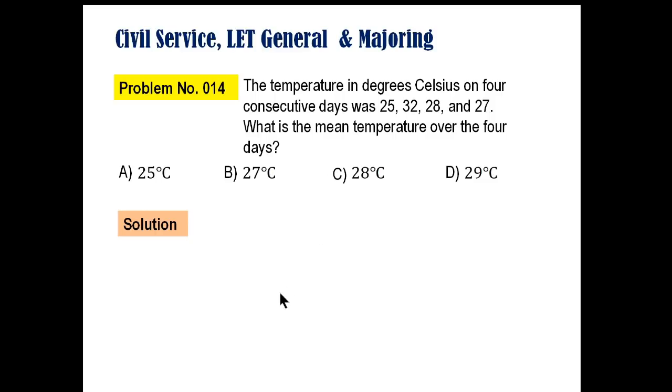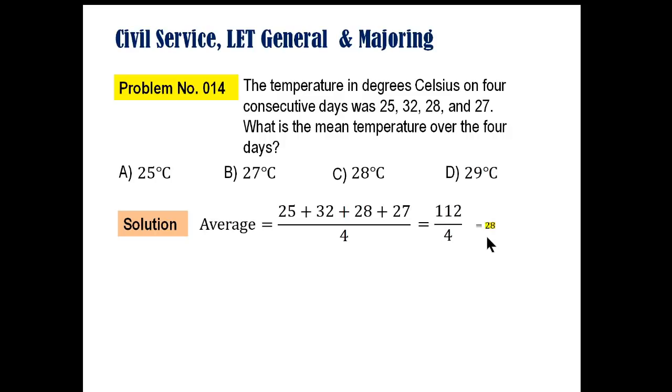Now this is average. This is the formula. We get the sum of the 4 temperatures and divide that by 4, since we're looking for the average. So 25 plus 32 plus 28 plus 27 over 4. The sum is equal to 112 over 4. This is equal to 28. So that's letter C.